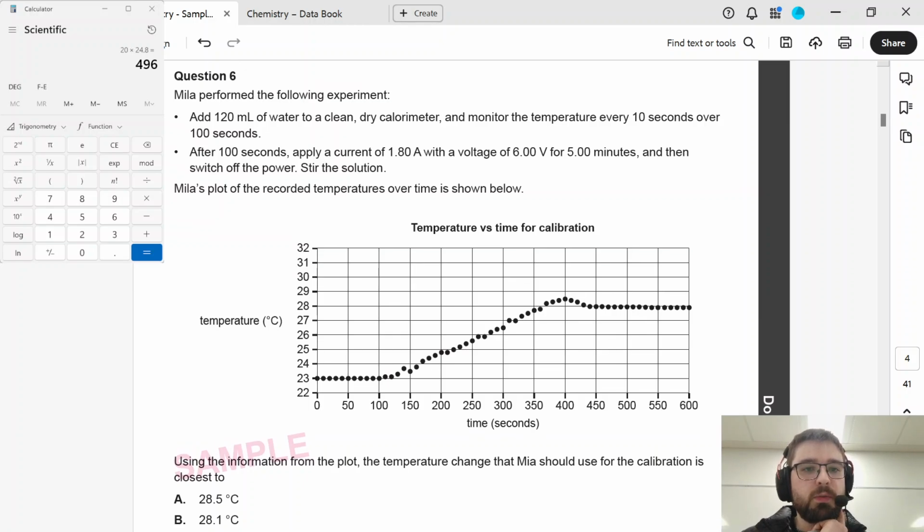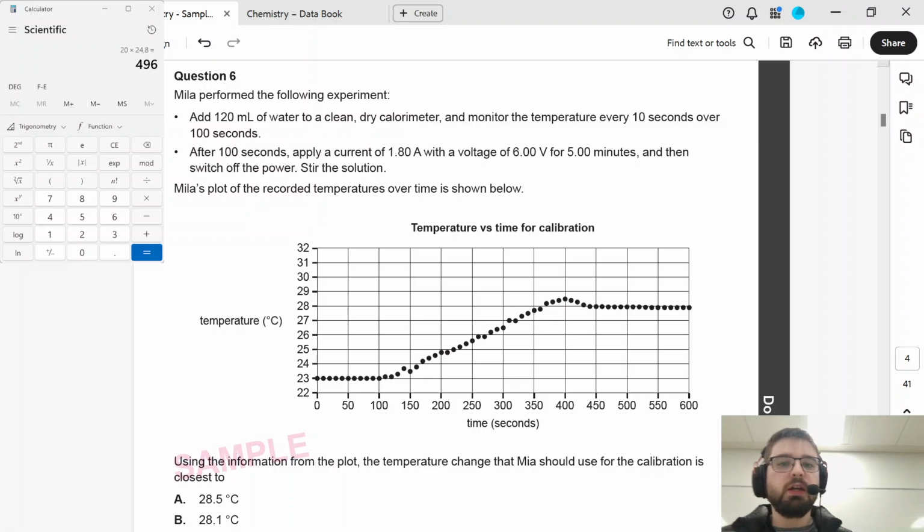Okay, Miller performed the following experiment. Add 120 mL of water to a clean, dry calorimeter and monitor the temperature every 10 seconds over 100 seconds. After 100 seconds, apply a current of 1.8 amps with a voltage of 6 volts for 5 minutes and then switch off the power. Stir the solution.